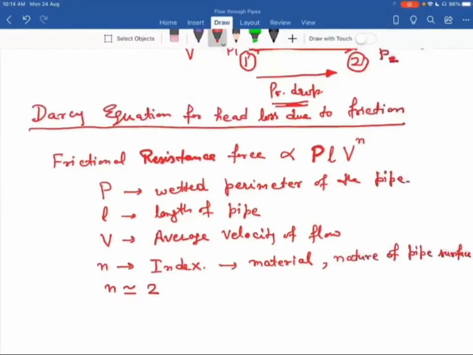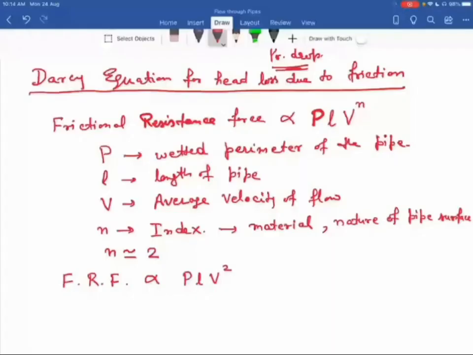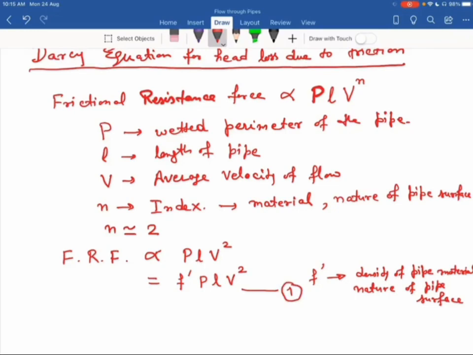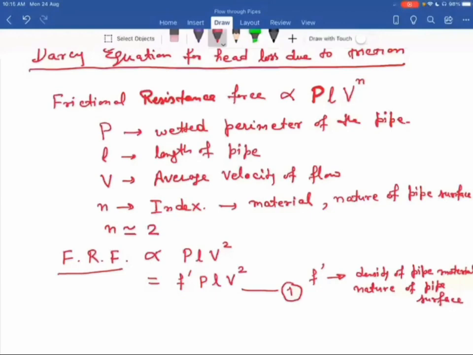Therefore, we can write the frictional resistance force as proportional to P L V squared for commercial pipes. If we replace the proportionality sign with an equality sign, we have to add a constant of proportionality, so that is F dash P L V squared. Here F dash is a constant whose value depends upon the density of the pipe material and the nature of the pipe surface. This is our equation number 1, which gives us the frictional resistance force. Now, if we see this pipe again, from section 1 to section 2, there is a drop in pressure from P1 to P2.